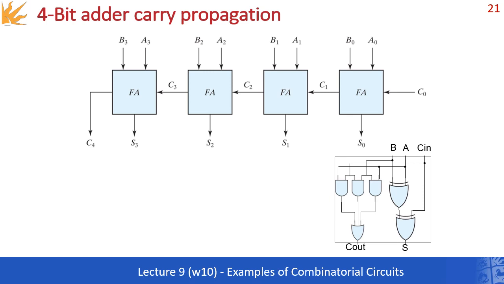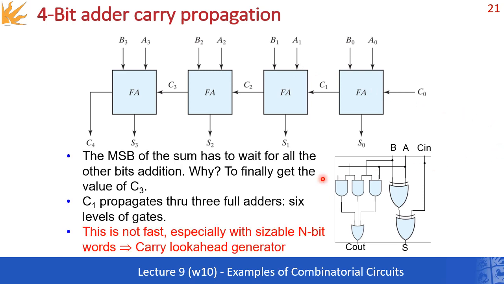What is interesting to note here is that all the bits, in theory, of the 2 numbers can be added in parallel. Nevertheless, that's not entirely true. What happens is that the most significant bit of the sum has to wait for all the other bits to be added. And why is this? Well, because it needs C3 here. Therefore, C1 propagates through 3 full adders, which means overall, as you can see from here, 6 levels of gates. 3 adders times 2 levels of gates for each adder.